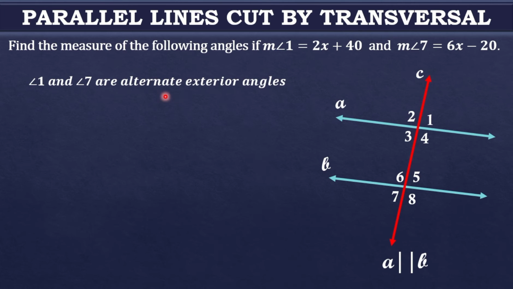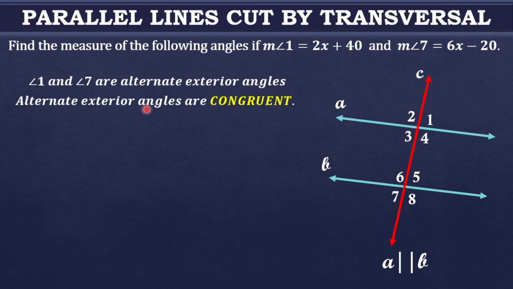Now, if we have alternate exterior angles, we all know that they are congruent. So, alternate exterior angles are congruent if we have parallel lines. Okay? Pero kung hindi po ito parallel lines, hindi po natin pwedeng sabihin congruent po sila. Next. So, kung congruent sila, ibig sabihin, the measure of angle 1 is equal to the measure of angle 7.